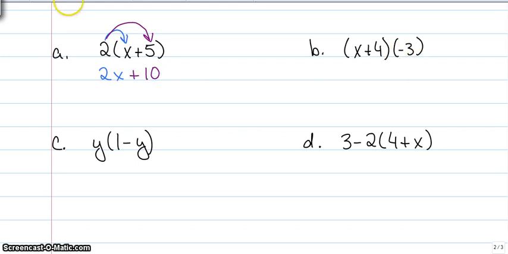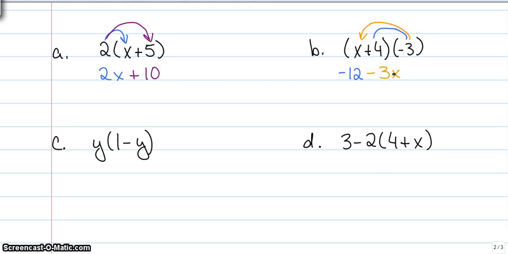Now b is going to work exactly the same way. I'm just multiplying from the other side. The number that I'm multiplying by is behind it, and that's okay. So negative 3 times 4 gives me negative 12. Negative 3 times x gives me a negative 3x.